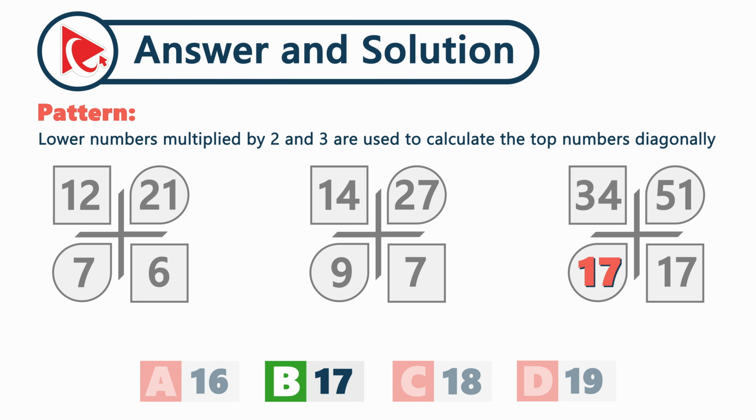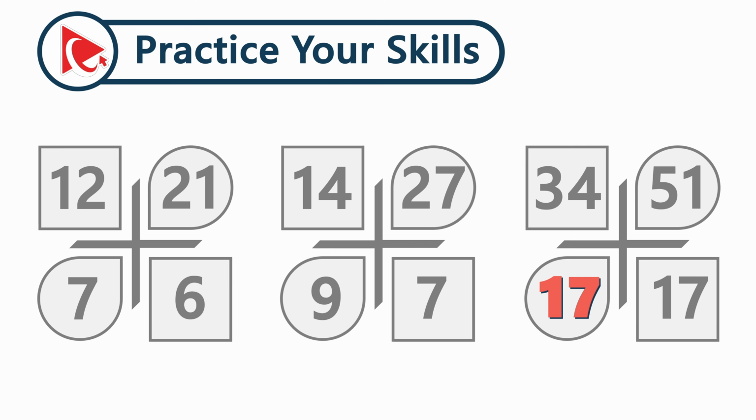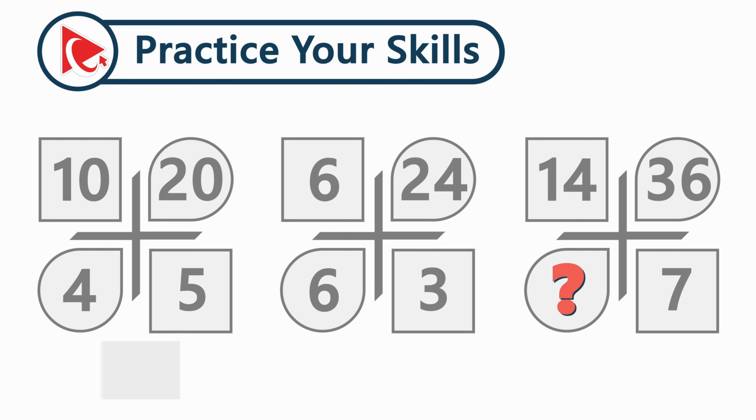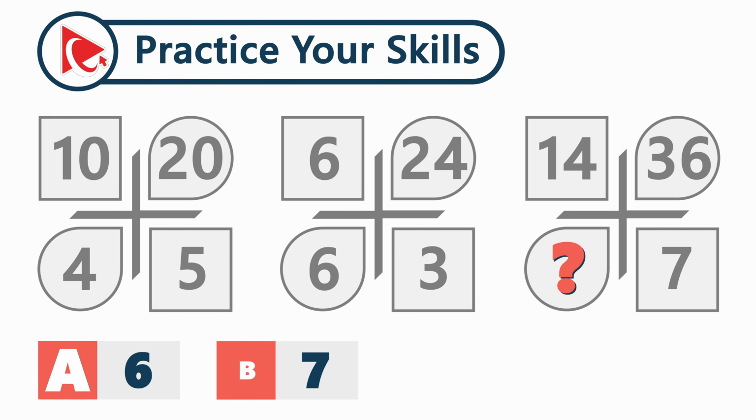But wait, there is more. Here's the question for you to practice. You're presented with 3 shapes. First shape has numbers 10, 20, 5 and 4. Second shape has numbers 6, 24, 3 and 6. And then the third shape has numbers 14, 36, 7, and then comes the missing number, which you need to calculate and select out of 4 possible choices. Choice A, 6, choice B, 7, choice C, 8, and choice D, 9.